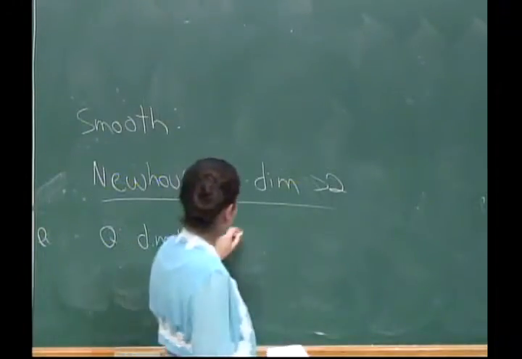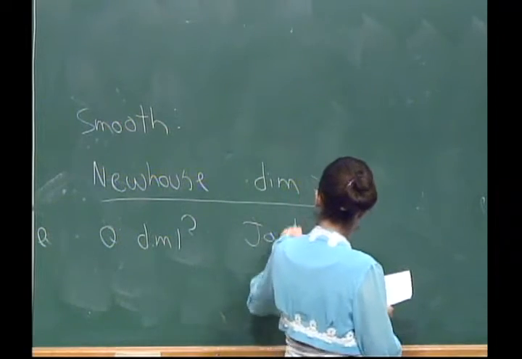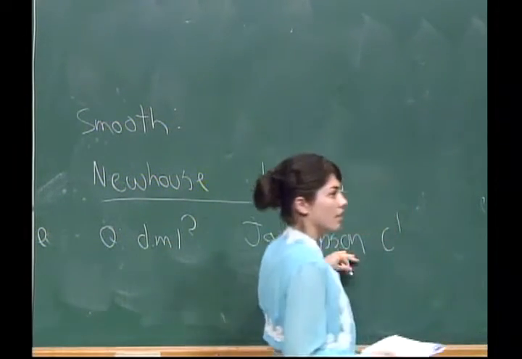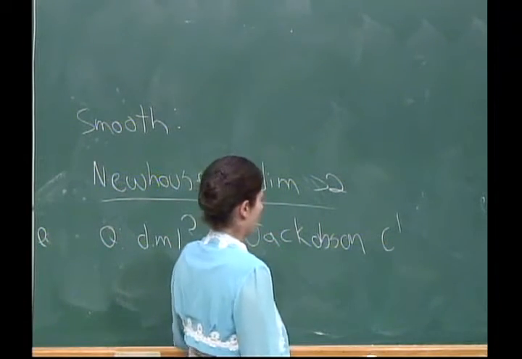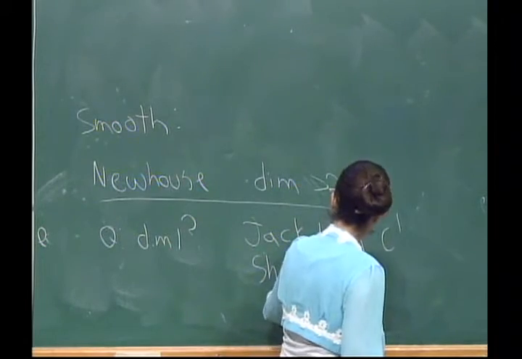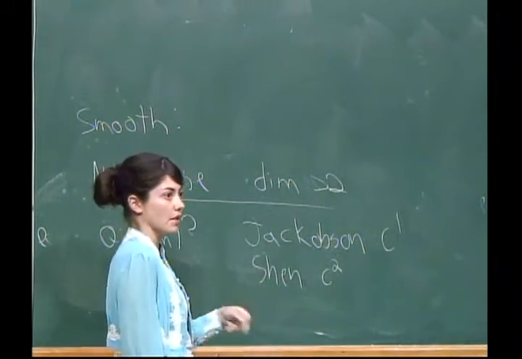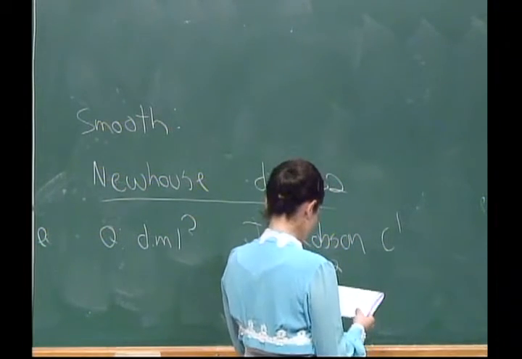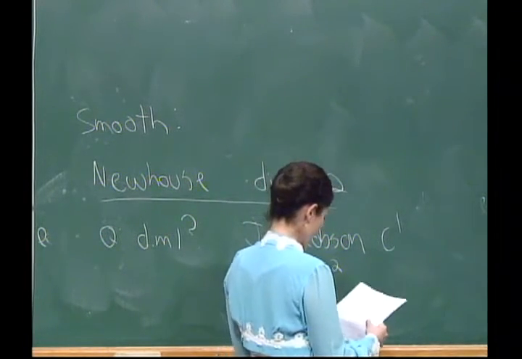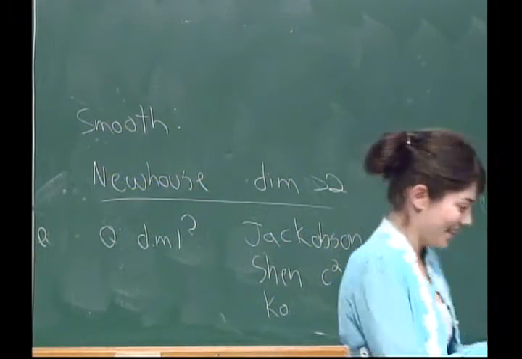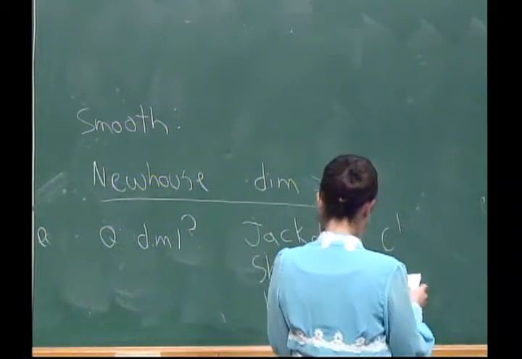And then it was done by Jakobson for the C1 topology. Then it took, I think, around 30 years. Shen did it for the C2 topology, the proof of density of hyperbolicity, and it was Kozlovski. Oh, I always get this name wrong as well. I'm really sorry.